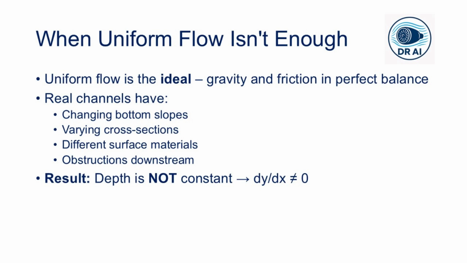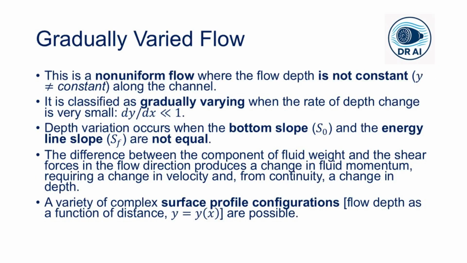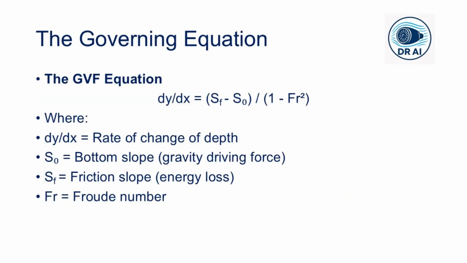This brings us to today's topic, which is gradually varied flow, abbreviated here as GVF. This is the study of how water depth changes slowly and smoothly along the length of a channel. It's the bridge, actually, between the simple uniform flow we can calculate and the complex, rapidly changing flows we will see in the next section. So let us dive in and see what happens when dy over dx is not 0 but is still much less than 1.